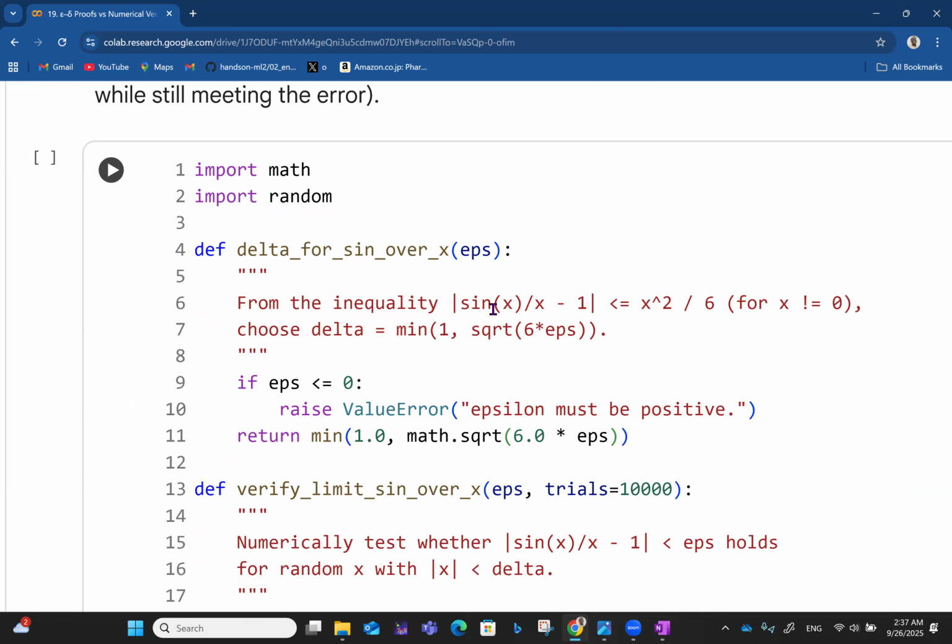So for the inequality, absolute value of sine x over x minus 1 is less than or equal to x squared over 6 for x not equal to 0, we choose delta, which is the minimum between 1 and square root of 6 times epsilon. If epsilon is less than or equal to 0, it will raise an error that epsilon must be positive, right? Epsilon cannot be negative. If not, that expression, square root of 6 epsilon, will not be defined. So then we return the minimum of 1.0 and square root of 6 times epsilon in that situation.